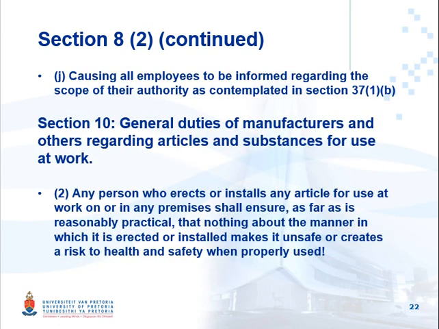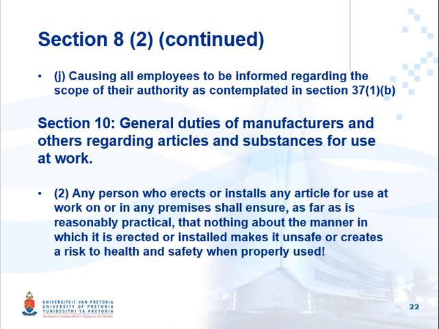And the J section: causing all employees to be informed regarding the scope of their authority as contemplated in section 37(1)(b). Now you might ask, what is this section 37(1)(b)? Basically, this section states that if employees do anything that they are not allowed to do, it is their own problem. Thus, our employees must be informed of their duties and responsibilities.